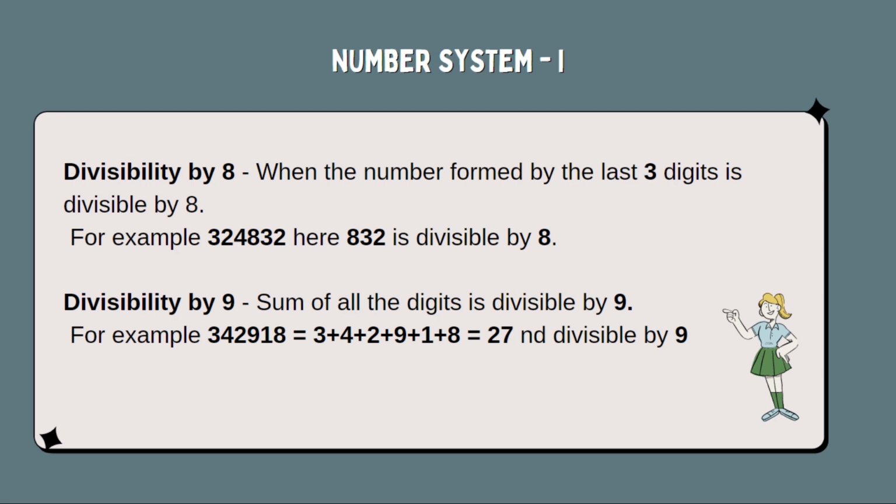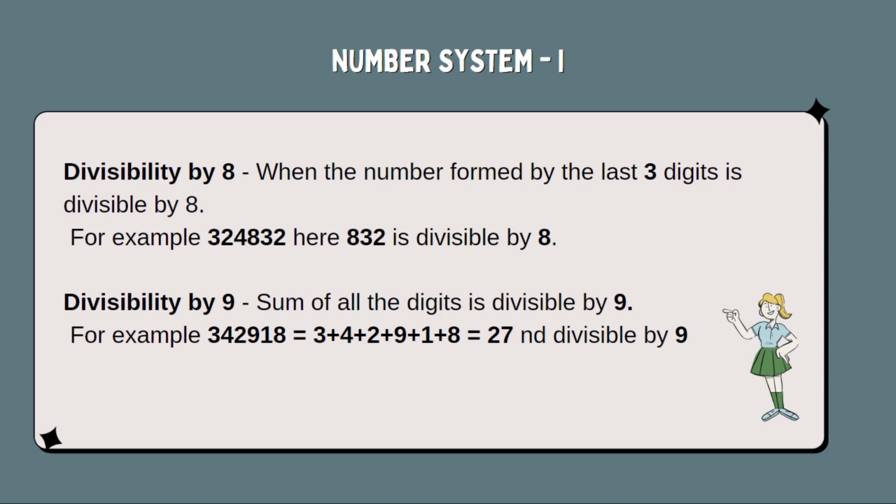Divisibility by 8. When the number formed by the last 3 digits is divisible by 8. For example, here there is a number 3,24,832. Last 3 digits are 832, and 832 is divisible by 8. You can check it.